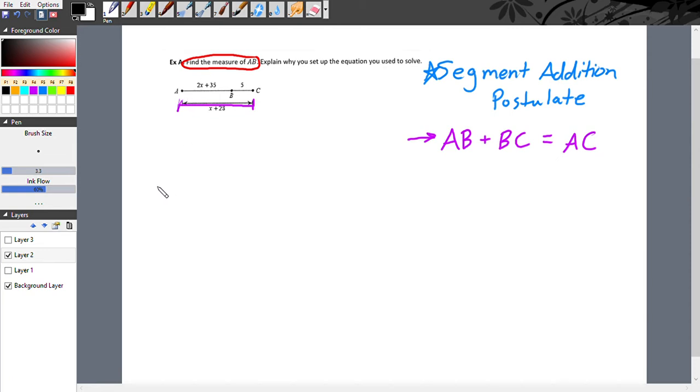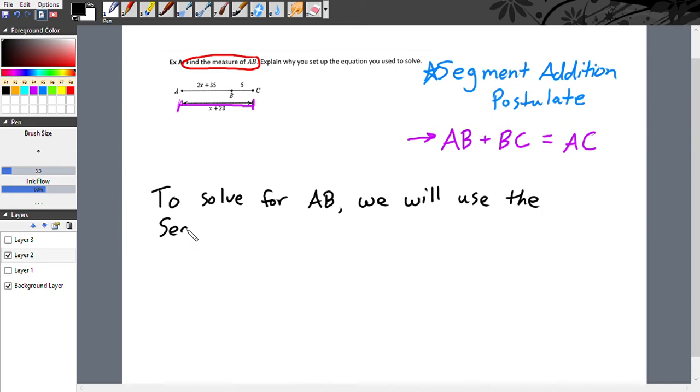So our explanation, this is a good way to lay this out. Since we know we want to solve for AB, let's start by saying that in our explanation. To solve for AB, next we're going to talk about what we are going to use. We will use the segment addition postulate.